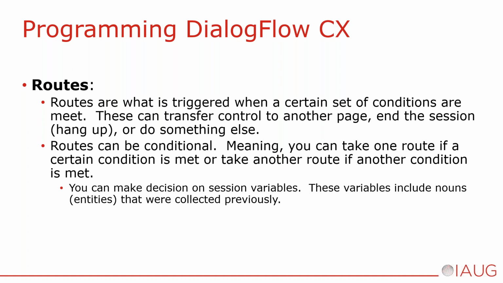Routes are tied to pages, and essentially routes are what is triggered when a certain set of conditions are met. These can transfer control to another page, end a session, or essentially hang up or do something else. The important thing is routes can be conditional, meaning that, very similar to vector programming, based on a variable or something that has happened in that session, you can then transfer the call or take a route based on one of those things. So you can make decisions based on session variables, which can include the nouns that were previously collected or things like that. Again, this looks very similar to programming a vector if you step back and look at it.